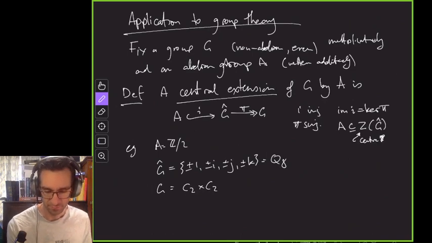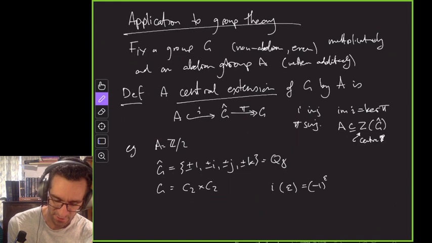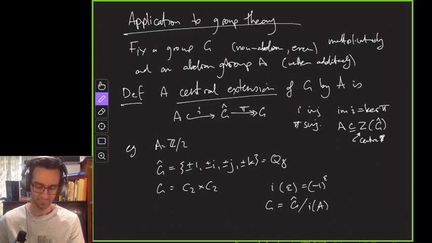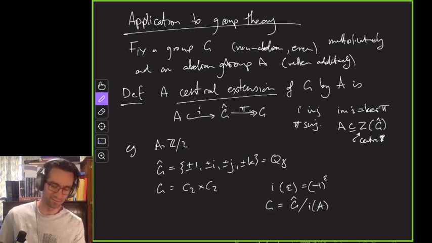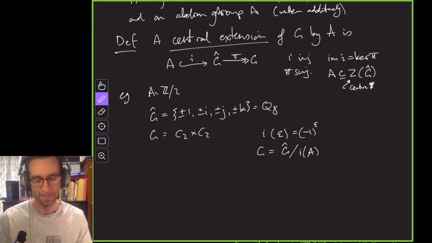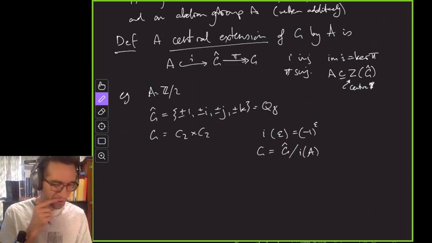And I takes an element of Z mod 2, this is additive, and sends it to minus 1 to the power of that thing. And then G is like G hat mod this, the image of I. So you can check that this works. You should really think of A as additive and I as something like an exponential which turns it into multiplicative stuff in G hat, and then G is kind of the quotient. But let's say we give it A and G and we somehow build up G hat.